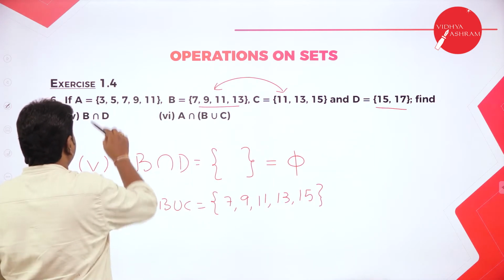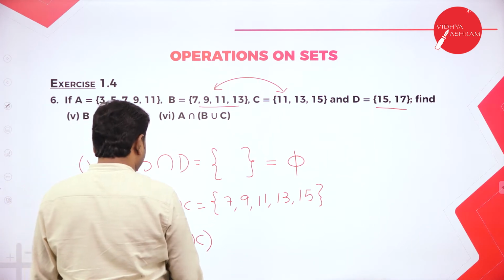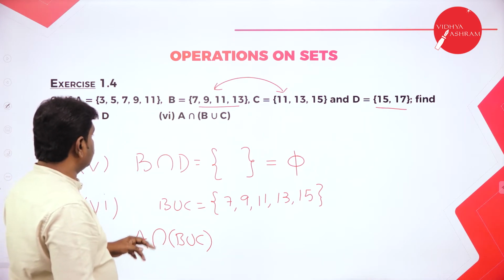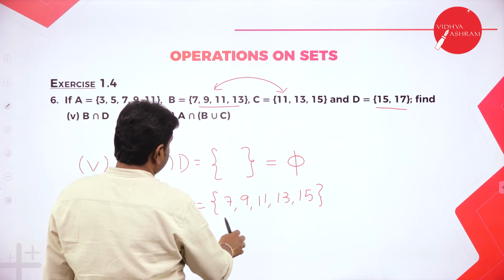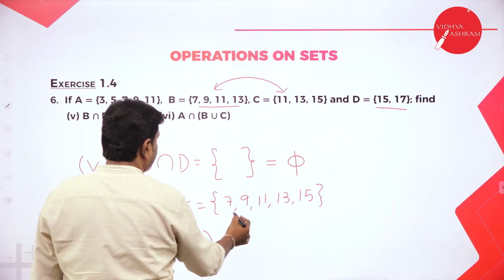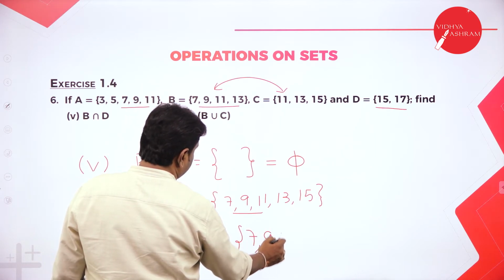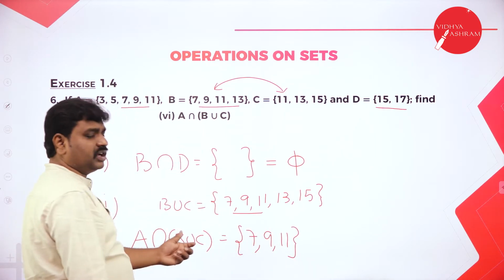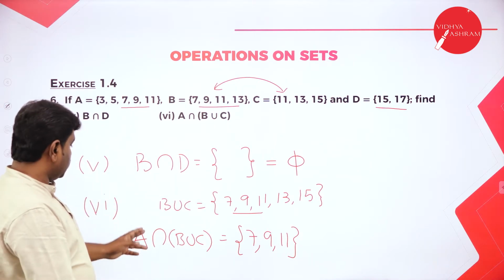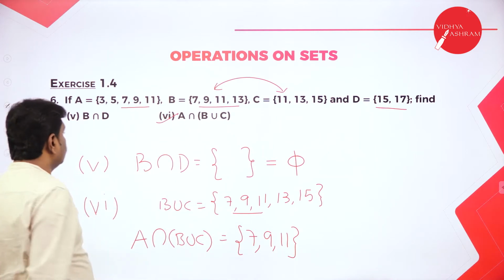Now you do A intersection B union C. Means write the common elements of A and B union C. In A we have 3, 5, 7, 9, 11. In B union C we have 7, 9, 11, 13, 15. So in A we have 7, 9, 11, here also I have 7, 9, 11. So the common elements are 7, 9, 11. That's it. So I've done this also.